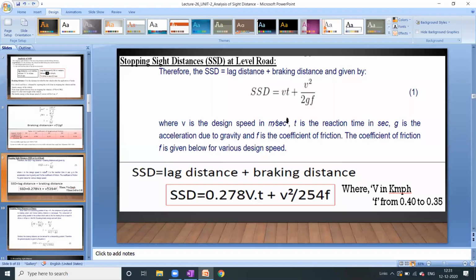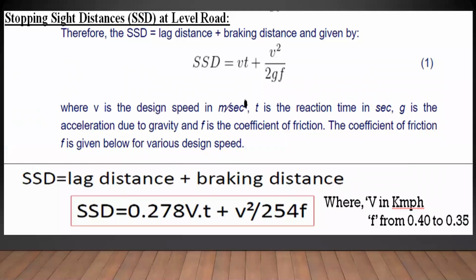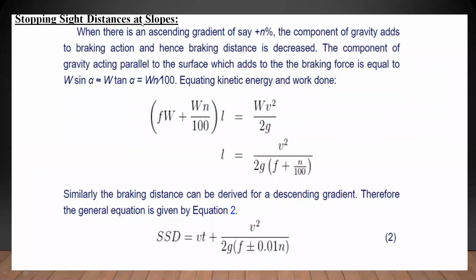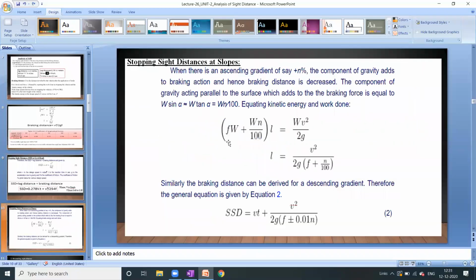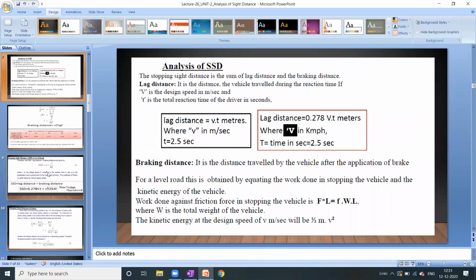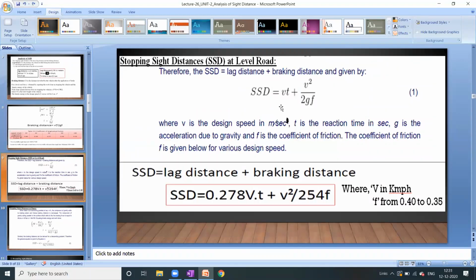Okay, so moving to the next, stopping sight distance at slope. I hope I'm clear with stopping sight distance at a level road, that is this one: SSD equals V into T plus V square by 2GF, whereas with V in kmph it is 0.278 capital V into T plus capital V square divided by 254F. So moving back to the note again.